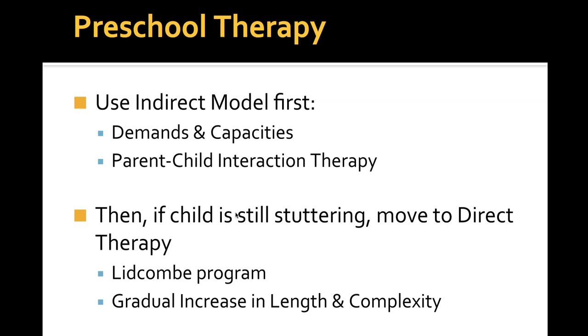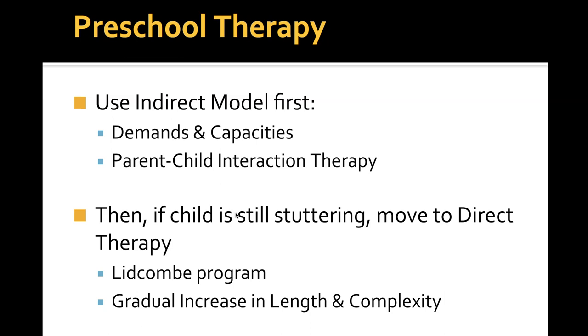If the child is still stuttering, we're going to move to a more direct approach, and that can either be the Lidcombe therapy out of Australia with Onslow, Packman, and Harrison, and then we've also got gradual increase in length and complexity, where we're going to move up in a hierarchy from teaching the child to be able to speak fluently at the 1-word level, the 2-word level, and on up.